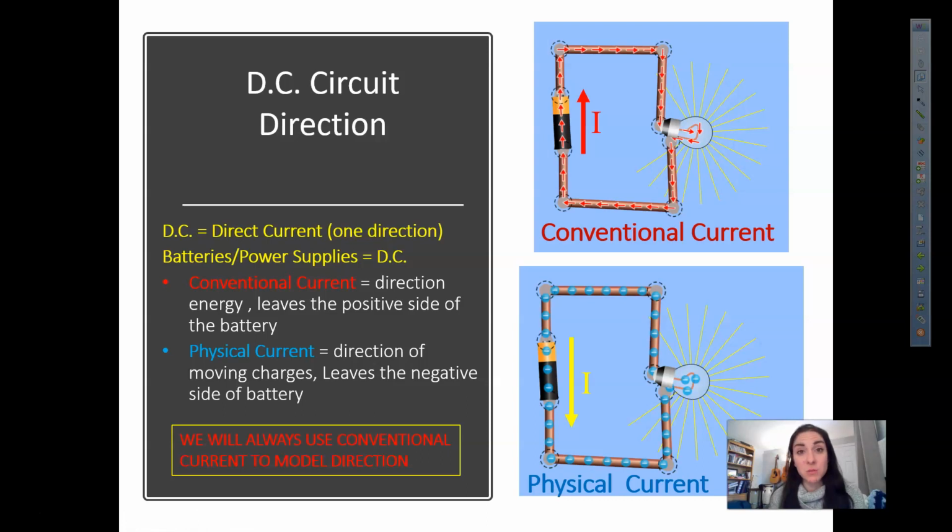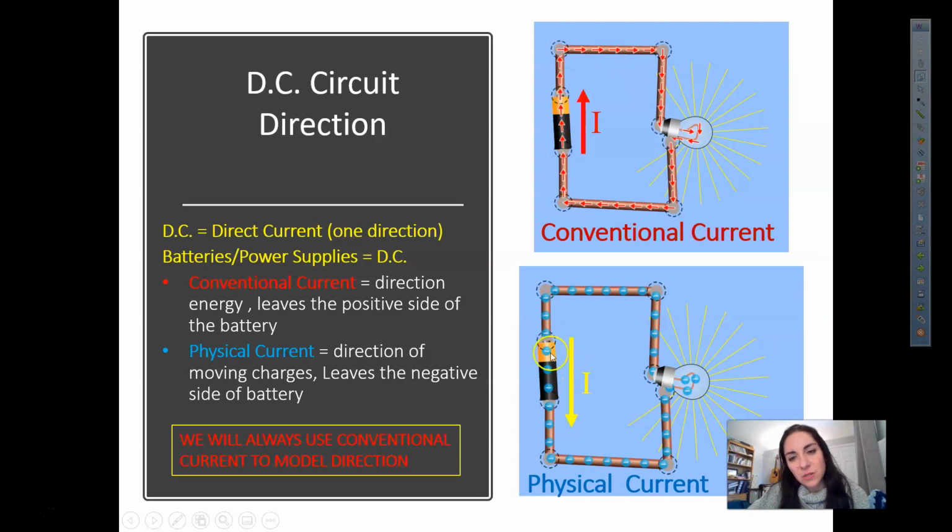But back when Benjamin Franklin was actually studying charges, he thought positive charges were moving in circuits. And then he later discovered negative charges. So it was opposite what we thought was happening. So long story short, he messed it up. So now we, quote, fix it.